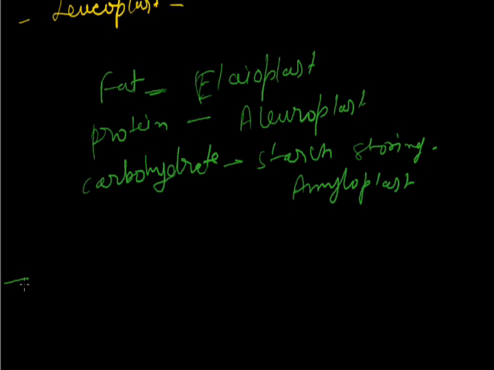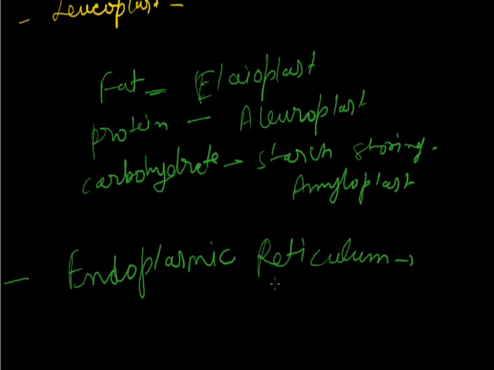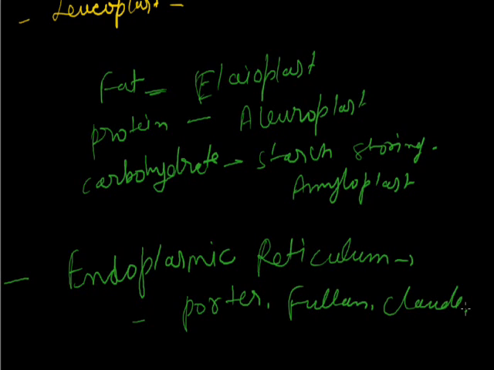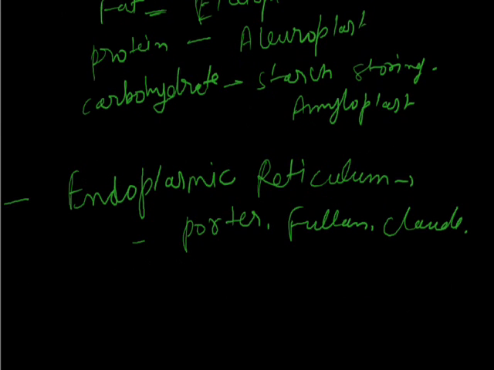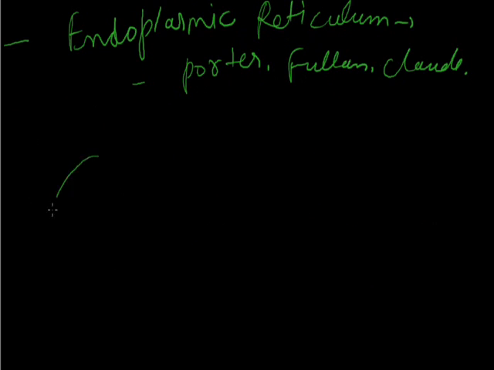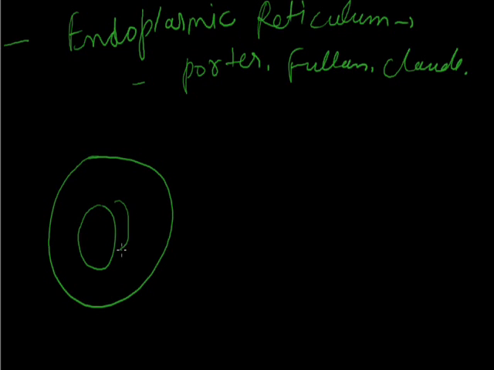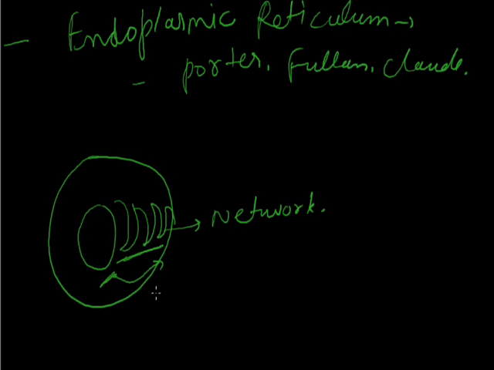The next topic is the structure of the next cell organelle, which is termed the endoplasmic reticulum. It was discovered by three important scientists: Porter, Fulham, and Claude. First of all, its position. If I draw its position, it is present from the nuclear membrane to the cell membrane, in the form of a network. It starts from the nucleus and goes to the cell membrane.